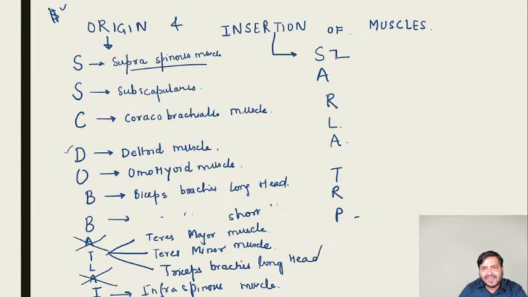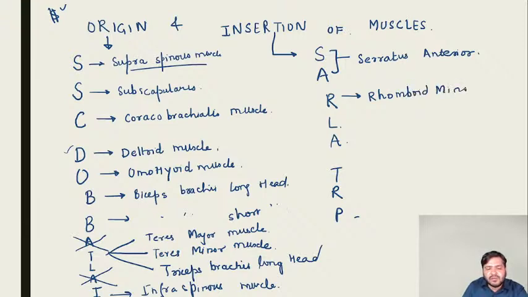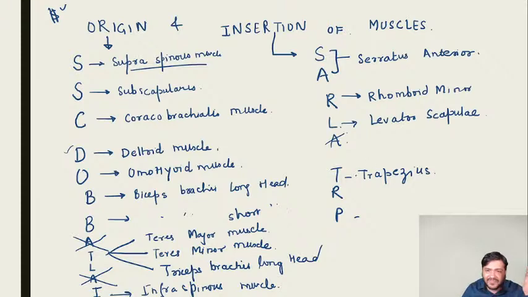So SA stands for serratus anterior, and after that R stands for rhomboid minor, or LA. Basically you have to just remember LA, that is the levator scapula, which we studied on the medial border. Dorsal aspect, the part just above the upper tip is levator scapula. T stands for trapezius insertion. Rhomboid major, you guys have to remember rhomboid major, sorry, minor is done, major is also an insertion. And pectoralis minor.